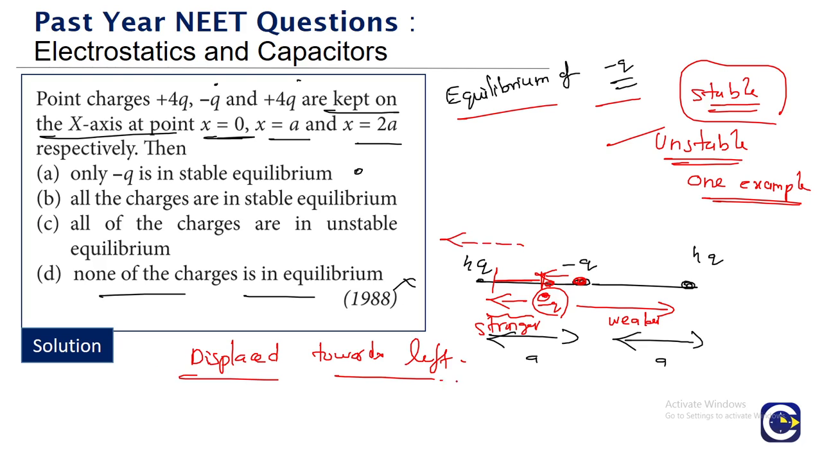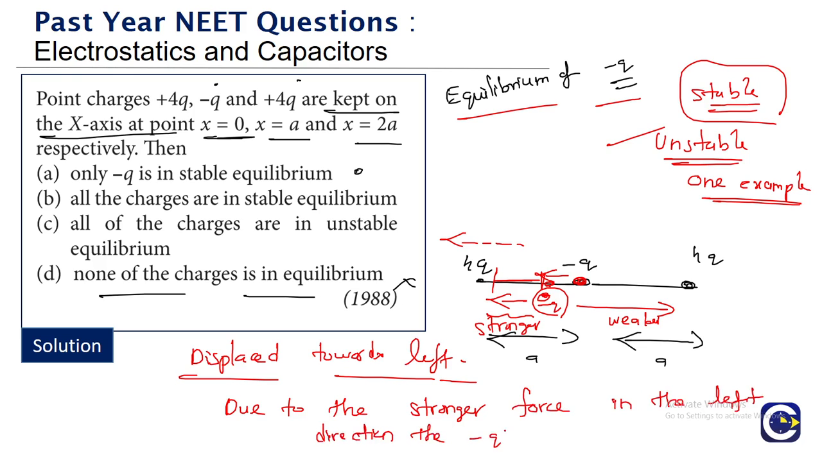So when we displace it towards the left, due to the stronger force in the left direction, the minus Q will keep moving. It will keep moving away from the equilibrium place. Equilibrium place is here, right? So which means what? This we will call it as what? Unstable equilibrium.